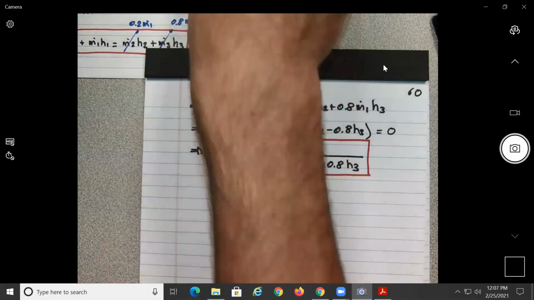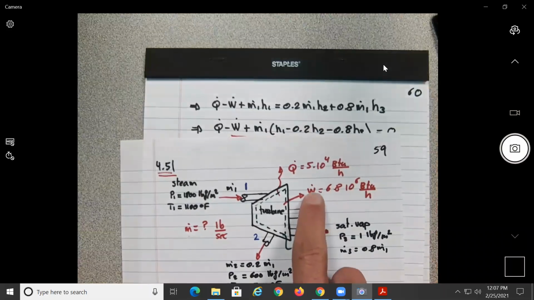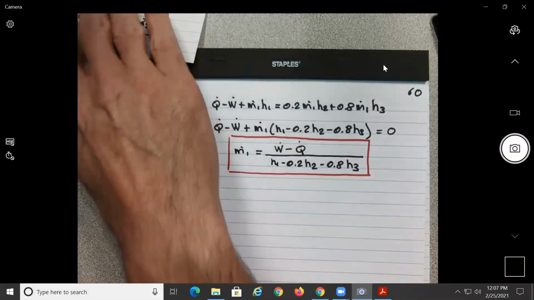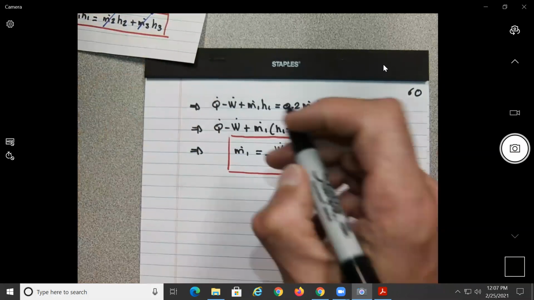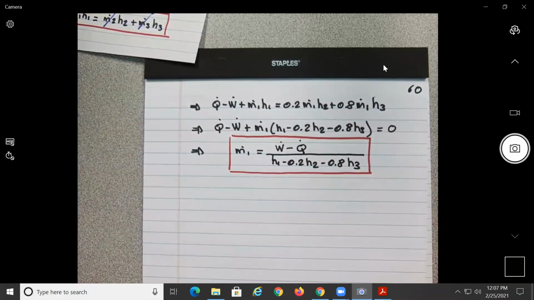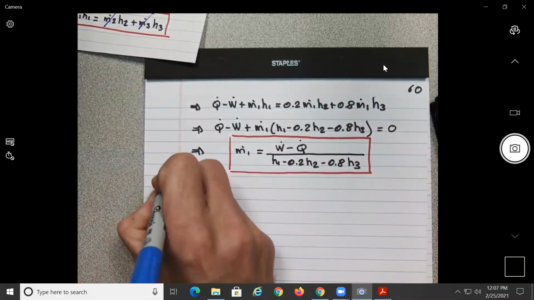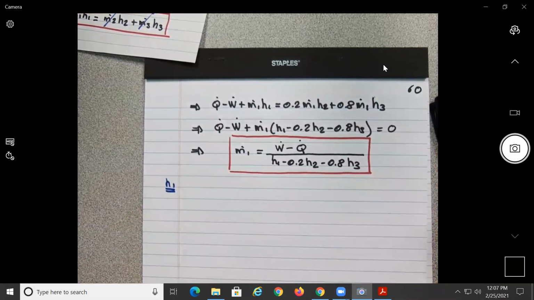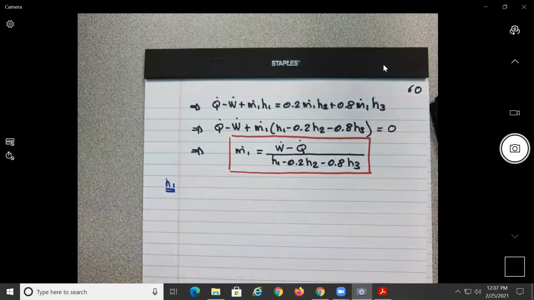Okay, so in this problem, the power and the heat transfer are given to us, no? So what do we need to find? H1, H2, and H3, correct? So from where are we going to get H1, H2, and H3? The tables. So we know what the substance is. So what is the substance?